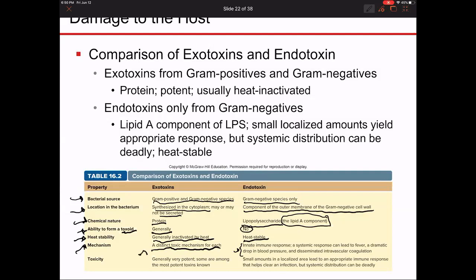This can also kill, of course, the exotoxins, but with a different mode of action. And then toxicity, in my opinion, they are both highly toxic.